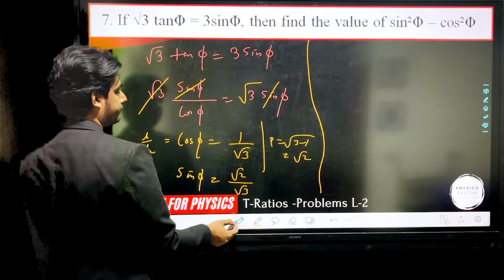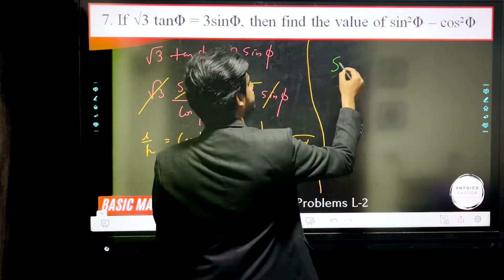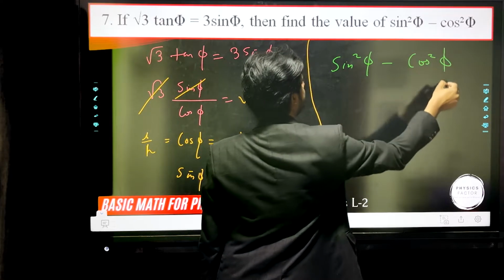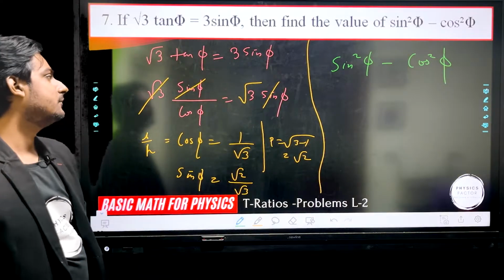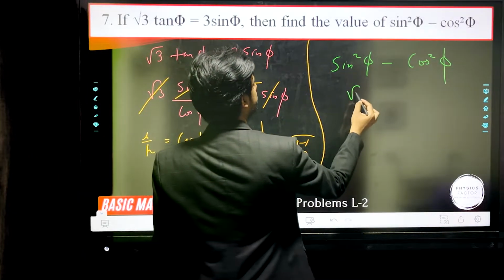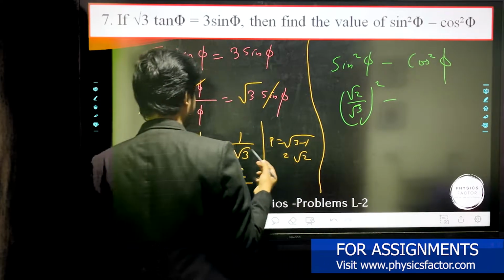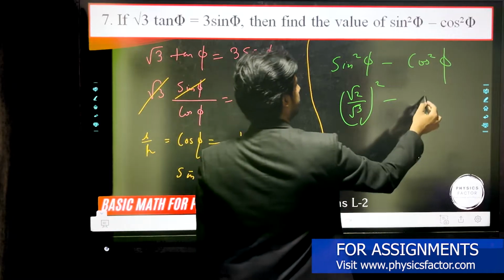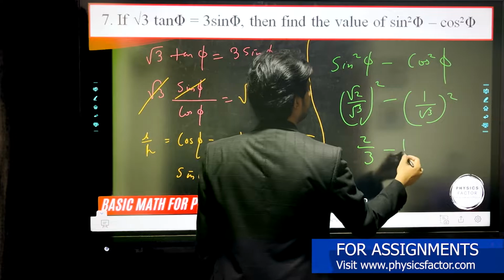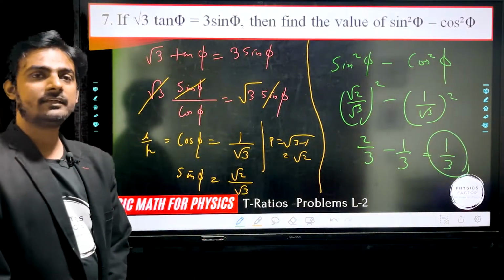Let's calculate it. So sin square phi minus cos square phi is the question asked. So we'll substitute the value of sin phi, which is root 2 by root 3. So root 2 by root 3 whole square minus cos phi 1 over root 3 whole square. So 2 by 3 minus 1 by 3. So answer is 1 by 3. I hope it is clear.